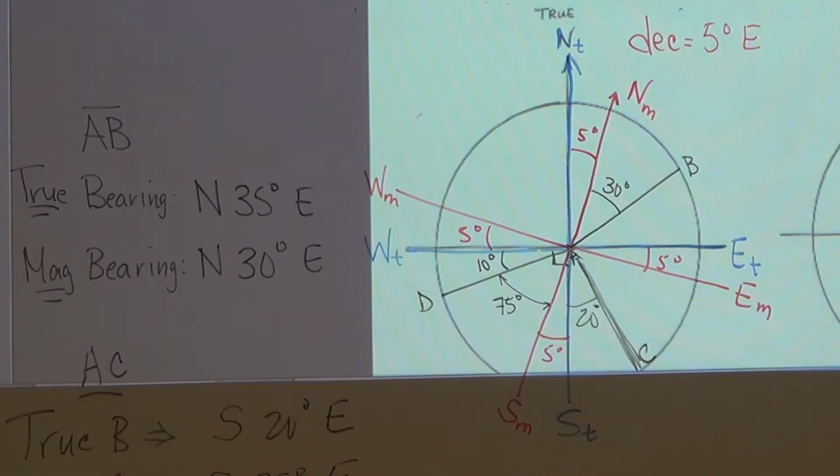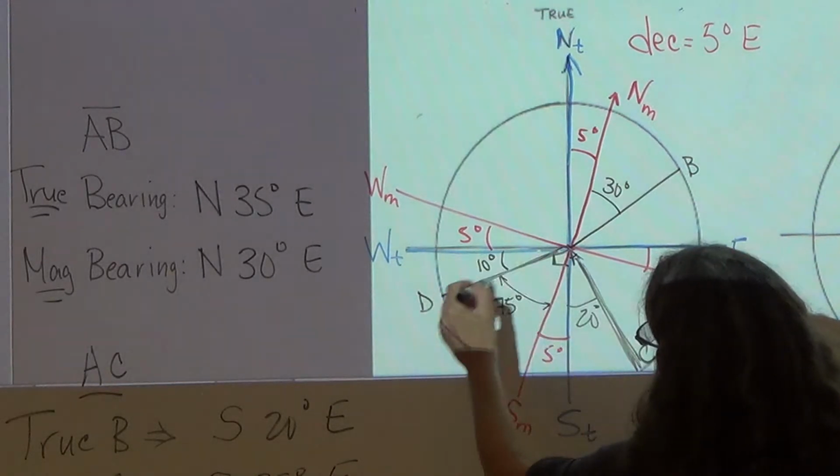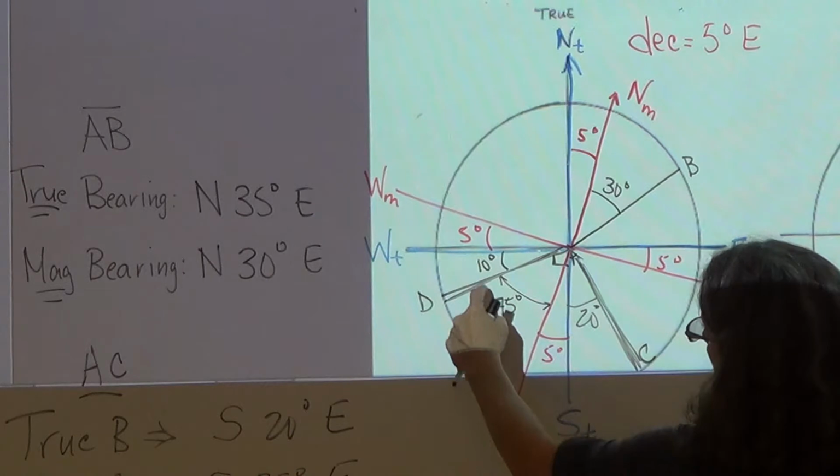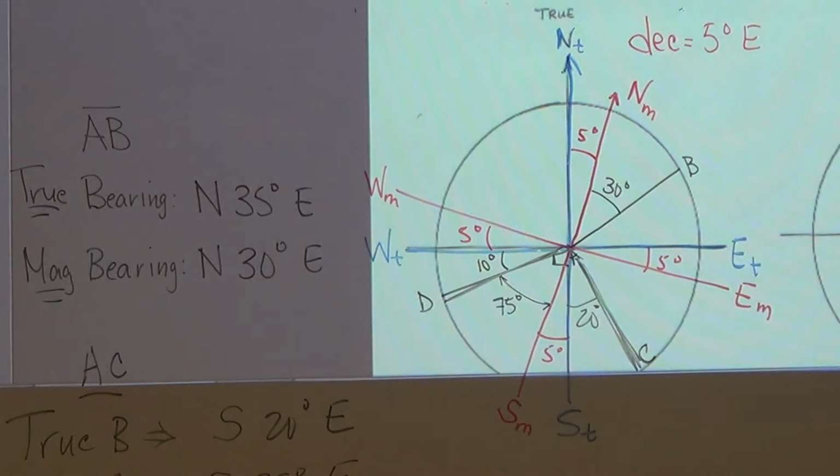Okay, so now tell me what you said. The true bearing was? South 80 degrees west. Right. So we're looking for the true bearing, which means it's the angle between the line in question and true south. And that angle there is 80 degrees.